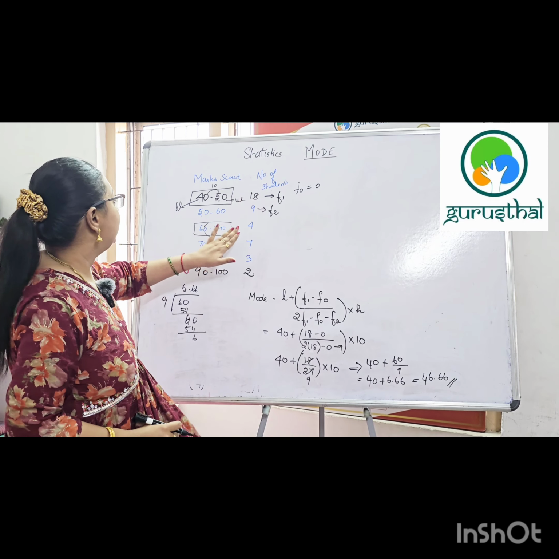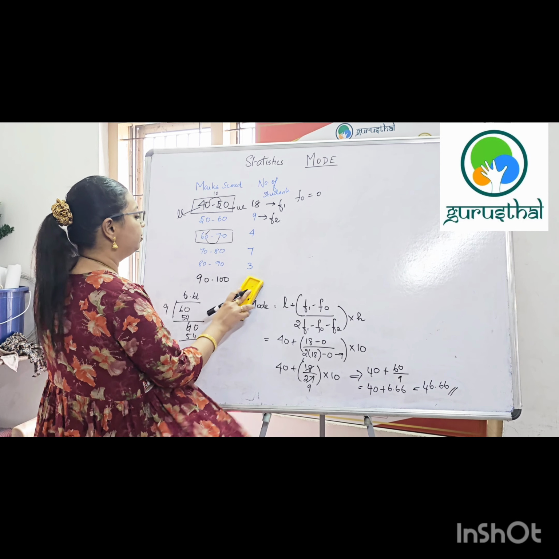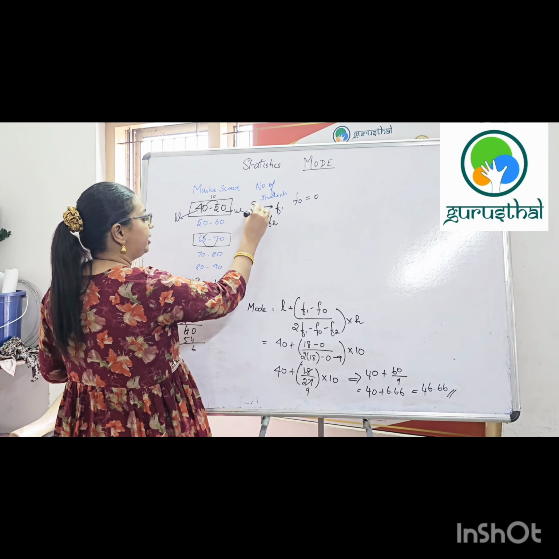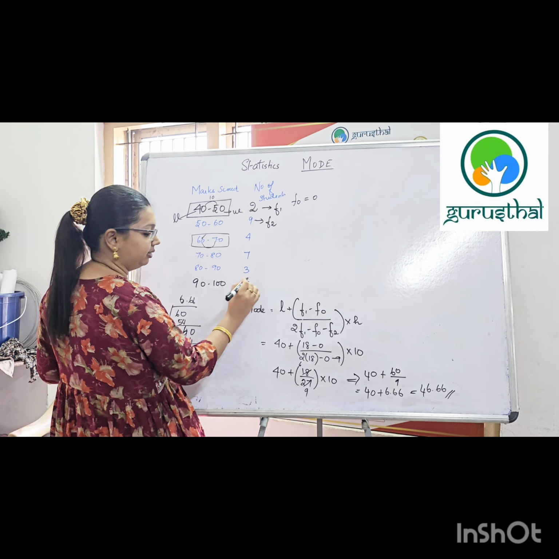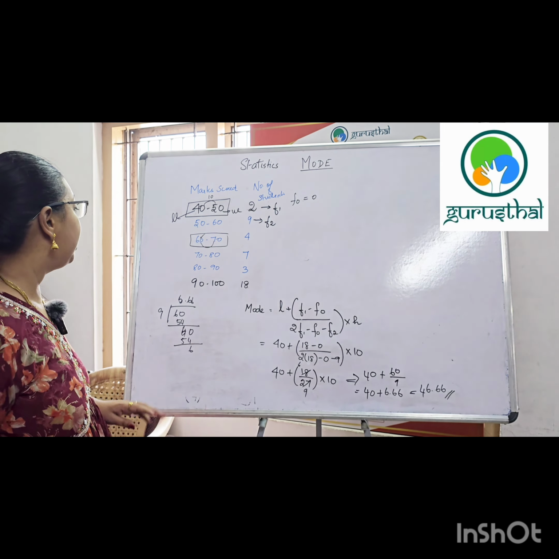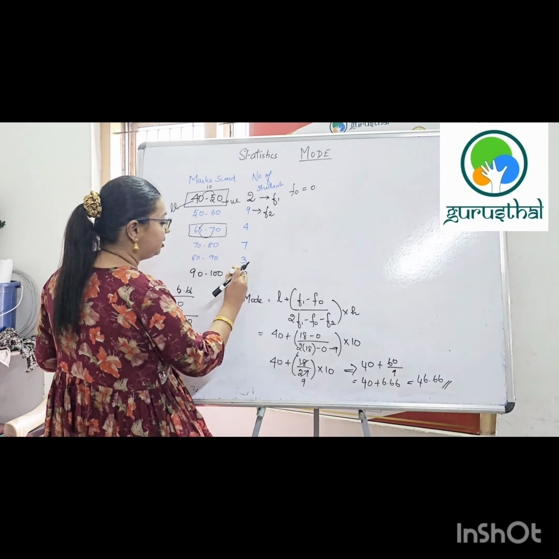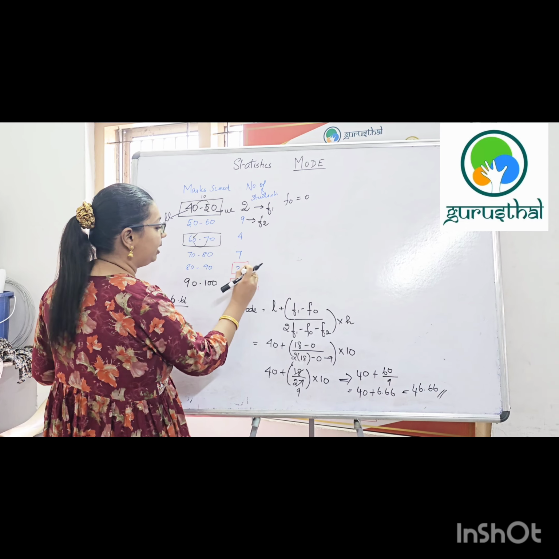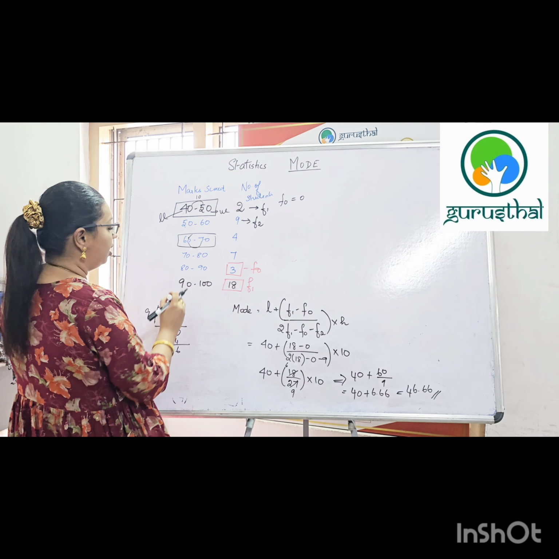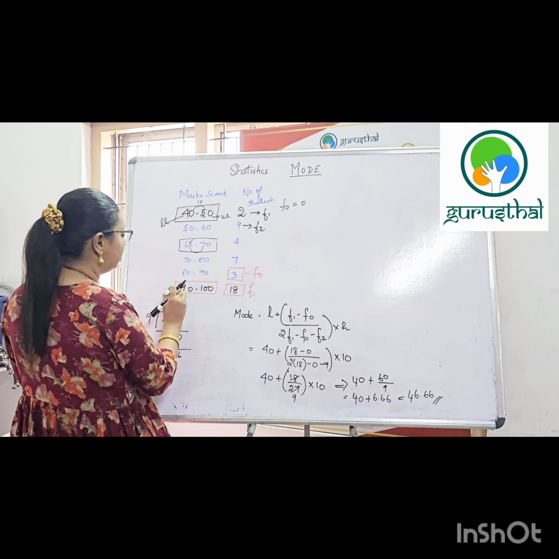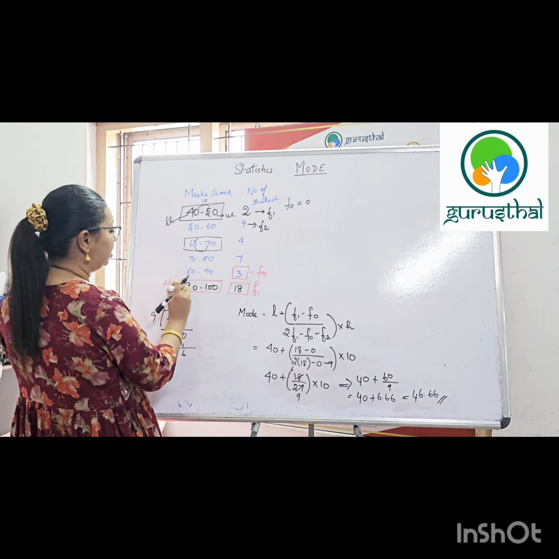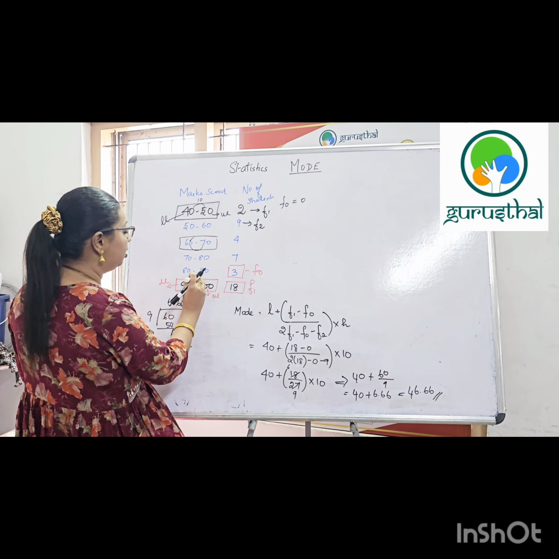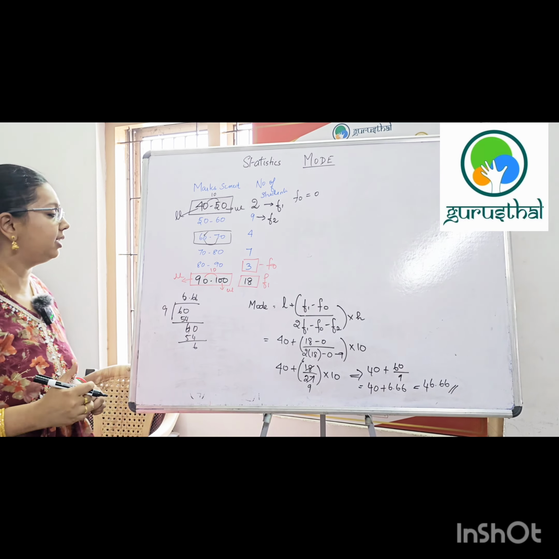Now let me interchange the values. What if my highest frequency comes at the end? Let me take 2 here and 18 here. In this case, my highest frequency is 18 and this becomes my F1. This 3 becomes my F0 and my class interval is 90 to 100. This 90 becomes my lower limit, and the height is always 10, the gap between 90 and 100.